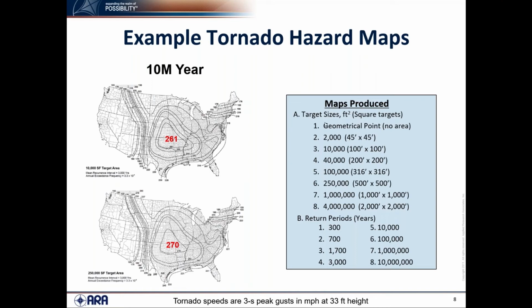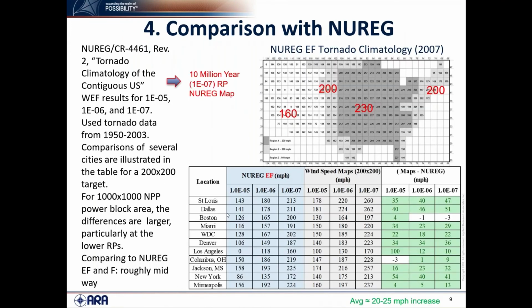So ultimately, we produce maps for everywhere from geometric point area to 4 million square feet targets, and then for return periods from as low as 300 all the way to 10 million. And by the way, these are 3-second peak gusts at 10 meter or 33-foot height.